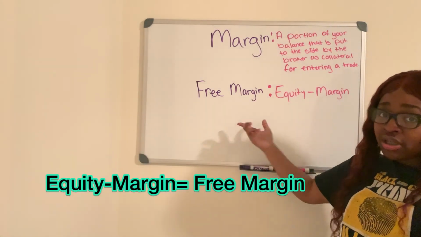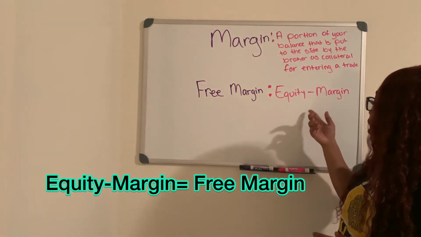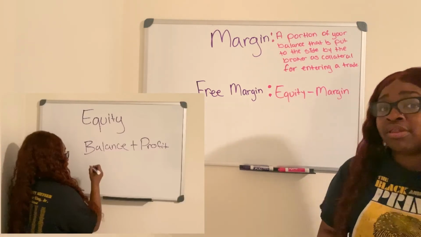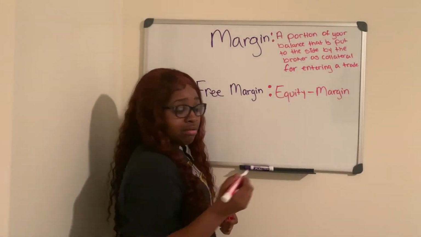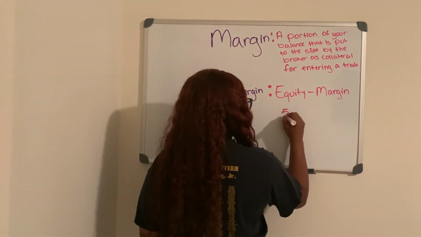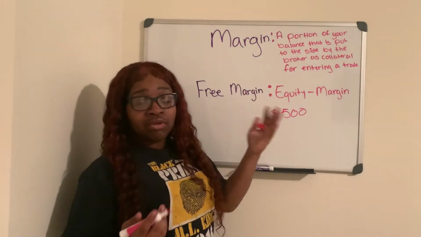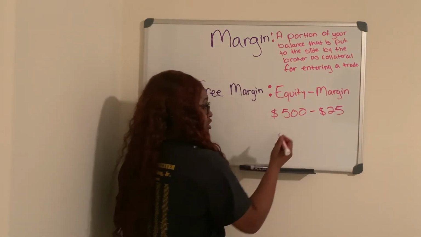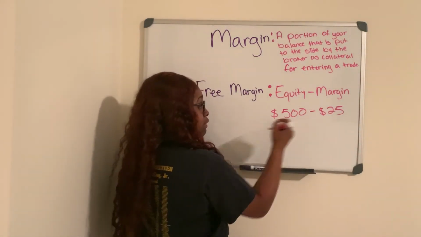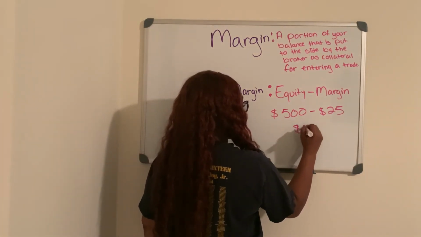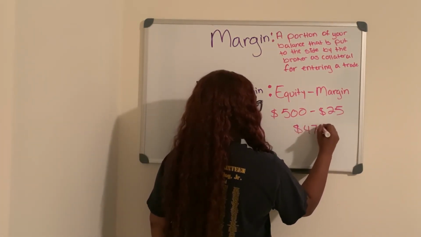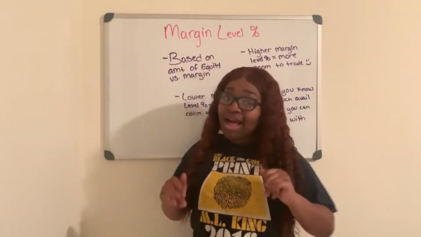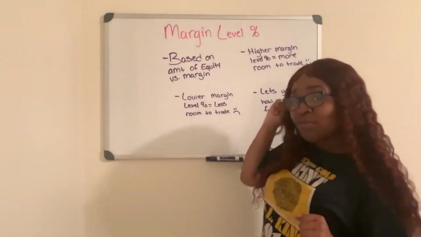The free margin is just your equity minus your margin. Now I told you guys the equity is just the balance plus whatever profit that you're currently in. Just say your equity is $500, and just say your margin, like I told you, we're going to use the $25 example. So boom, to get your free margin, you just subtract 25 from 500 and you're going to get 475. That's your free margin.